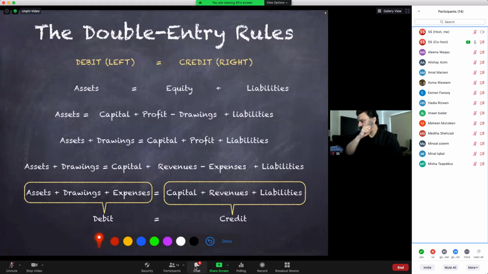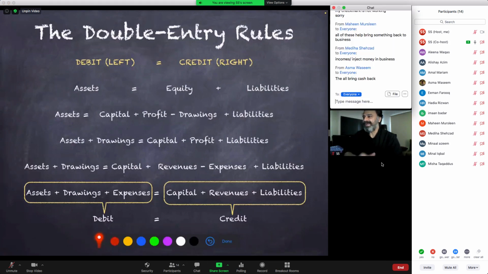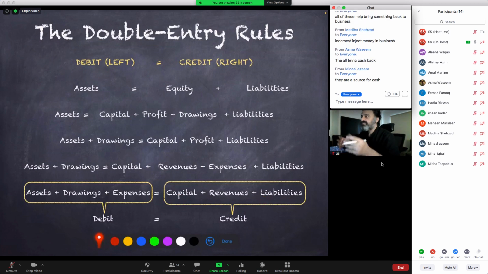So we are getting there. There's one more answer. They all bring cash back. Yeah, we're getting there. So if we really apply our mind, we find that common basis here. Capital, revenues, and liabilities. We won't use the term cash because cash is not necessarily required. But I'm very happy, Maheen, Madiha, Asma, that you got close. What option is common in these three things? They all help you raise funds. I'm using the term funds very carefully over here because funds is more generic.